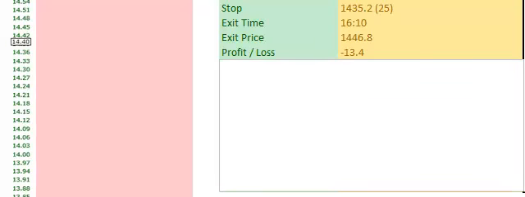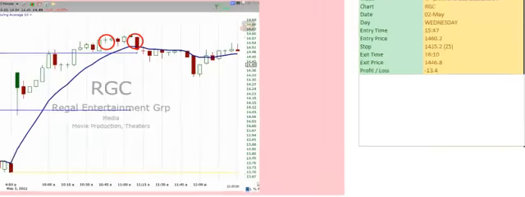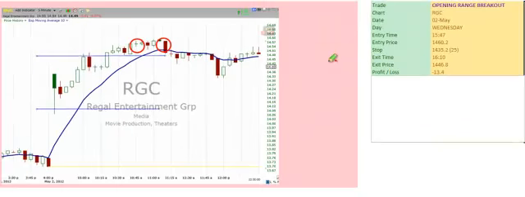Okay, RGC, Regal Entertainment. After 10:30, I could see the market reversed. I thought, okay, go with the tide. Let's see if I can take one long. Again, took long at 10:45 or 10:47 over there, and promptly 20 minutes later the market reversed and stopped me out, a loss of, not bad, 13.5 cents, 13.5 pips.